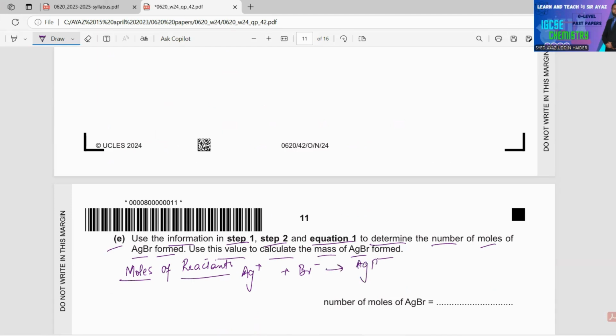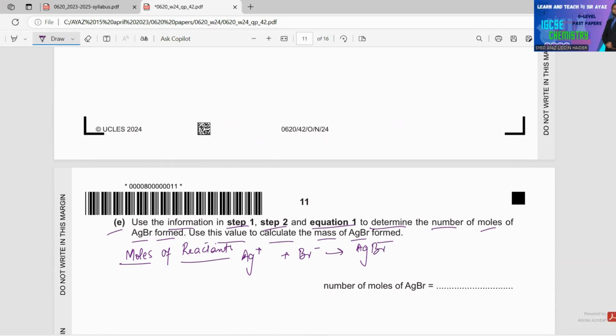I want to calculate the number of moles of AgBr. The relationship is 1 mole reacting with 1 mole, producing 1 mole of AgBr. Therefore, 0.01 moles reacting with 0.01 moles to produce 0.01 moles. Therefore, the moles for AgBr must be 0.01.